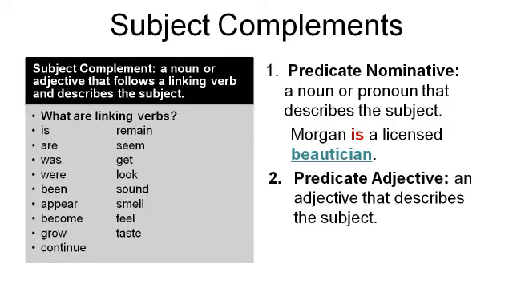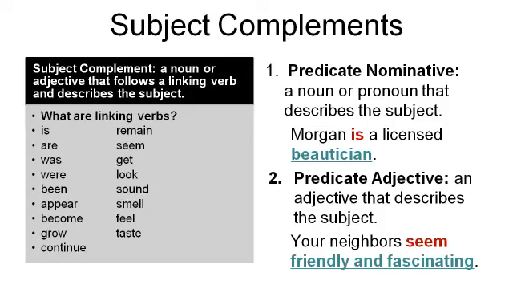The second type of subject complement is called the predicate adjective. A predicate adjective is an adjective that describes the subject. Your neighbors seem friendly and fascinating. Seem is the linking verb. Friendly and fascinating are two adjectives that describe the subject. And the subject in this sentence is neighbors. So friendly and fascinating describe neighbors. Since friendly and fascinating are found in the predicate part of the sentence, they are referred to as subject complements, and more specifically, predicate adjectives.